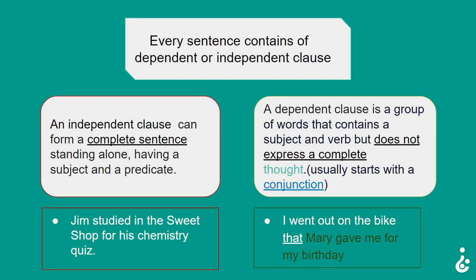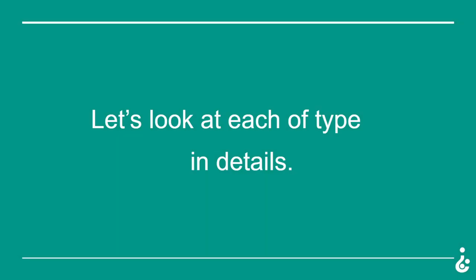An independent clause can form a complete sentence standing alone, having a subject and a predicate. For example, Jim studied in the sweet shop for his chemistry quiz. A dependent clause is a group of words that contains a subject and a verb but does not express a complete thought. Usually it starts with a conjunction. I went out on the bike that Mary gave me for my birthday. Now let's look at each type in detail.